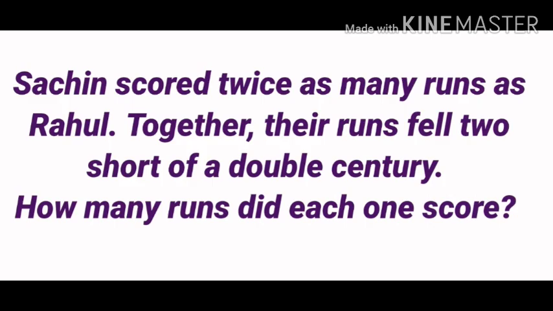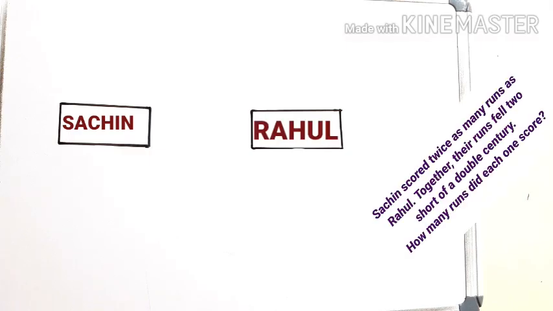Sachin scored twice as many runs as Rahul. Together, their runs fell too short of a double century. How many runs did each one score? From this question, we have to find Sachin's and Rahul's score. Listen carefully, children. Sachin scored twice as many runs as Rahul.